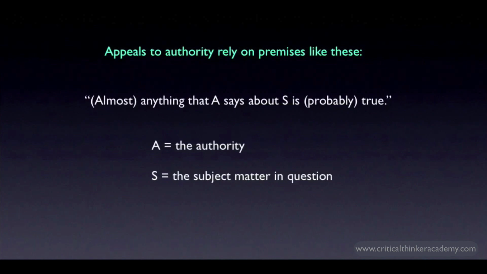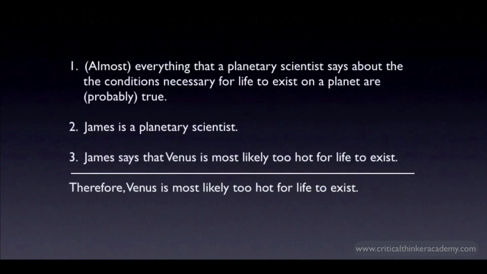If it's true, then you can use a claim like this as a premise, and use it to infer the truth of claims about S, the subject matter in question. On the other hand, if we don't have good reason to think the claim is true, then it's a bad appeal to authority, and guilty of a fallacy. So our planetary scientist example might look like this. Almost everything that a planetary scientist says about the conditions necessary for life to exist on a planet is probably true. James is a planetary scientist. James says that Venus is most likely too hot for life to exist. Therefore, we can conclude that Venus is most likely too hot for life to exist.